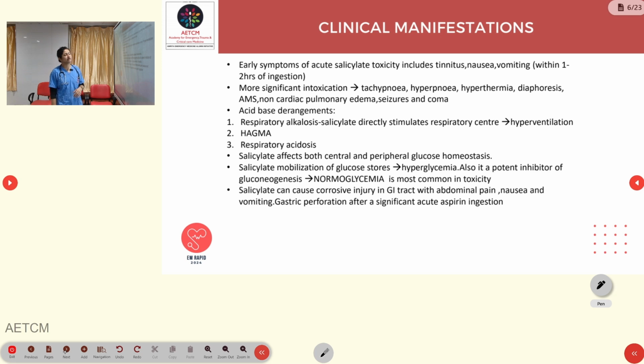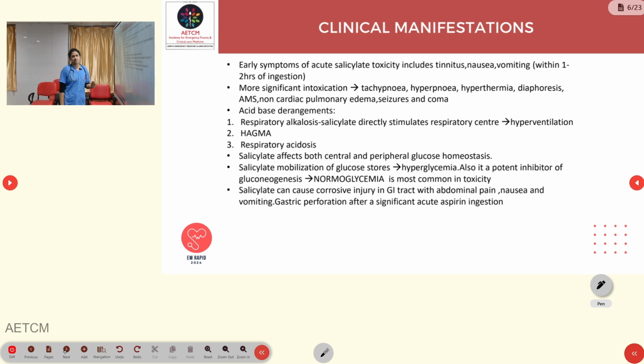So, coming to clinical manifestations, the earliest symptoms of acute salicylate poisoning include tinnitus, nausea, vomiting, that is within 1 to 2 hours of ingestion. And more significant intoxication may cause tachypnea, hyperpnea, hyperthermia, diaphoresis, altered mental status, non-cardiac pulmonary edema, seizures, and then coma.